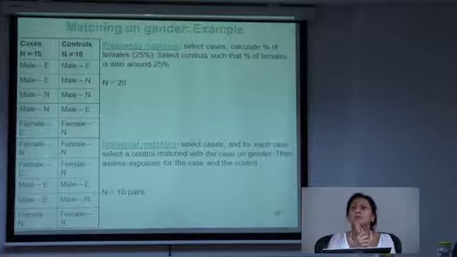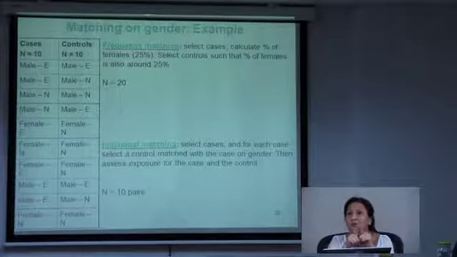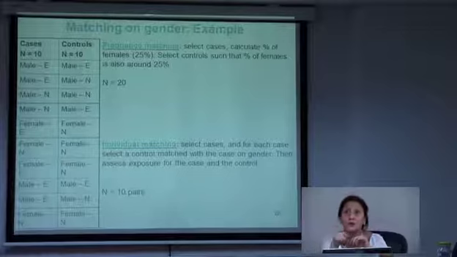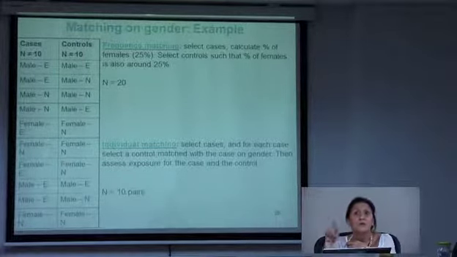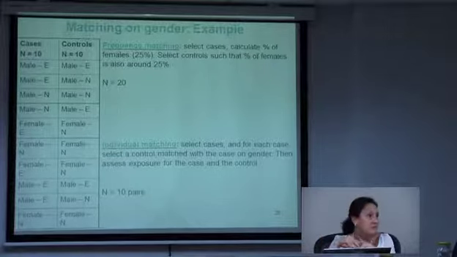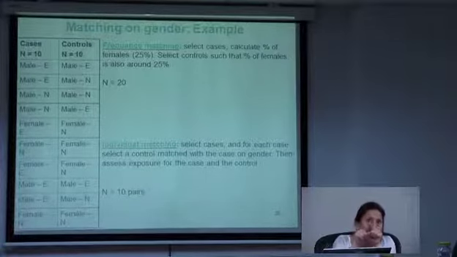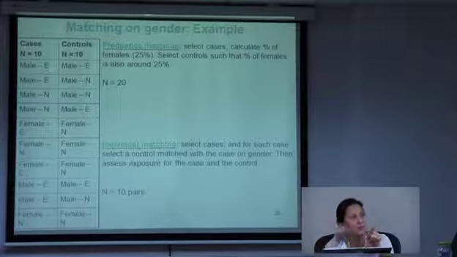Okay, I have 75% in the case, not in the control. In the case, 75% are male and 25% are female. So when I select my controls, I select them so that the percent of females is around 25. If I do individual matching, then for a male, I find a male. For another male, I go and find a male.